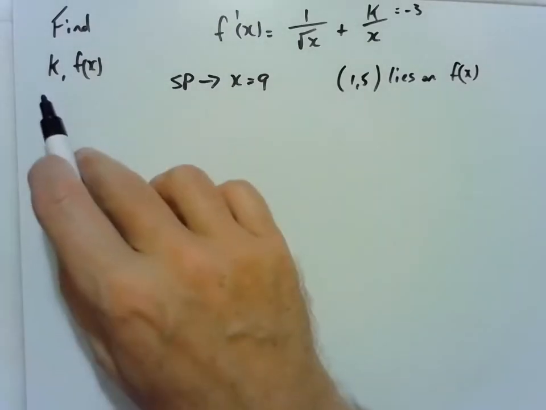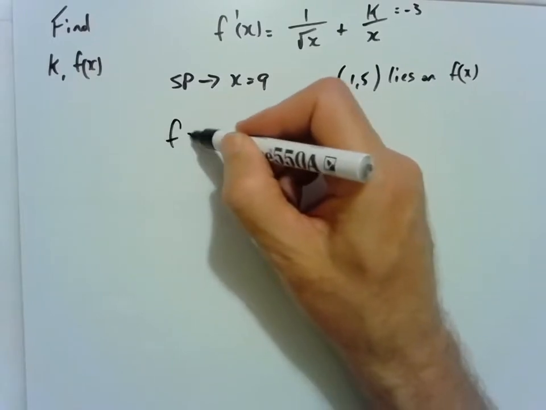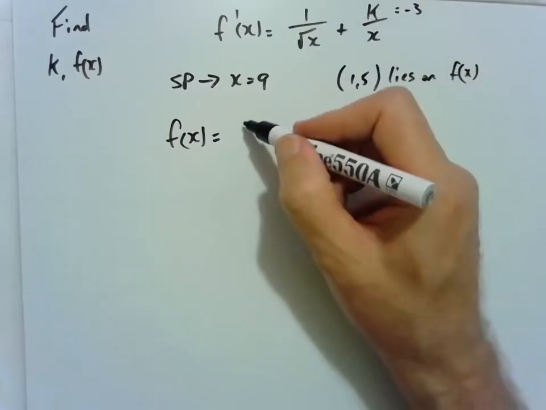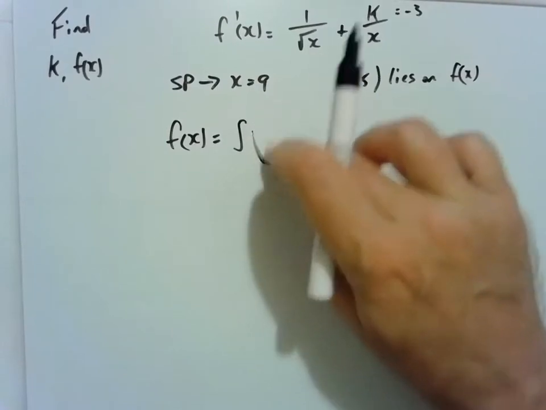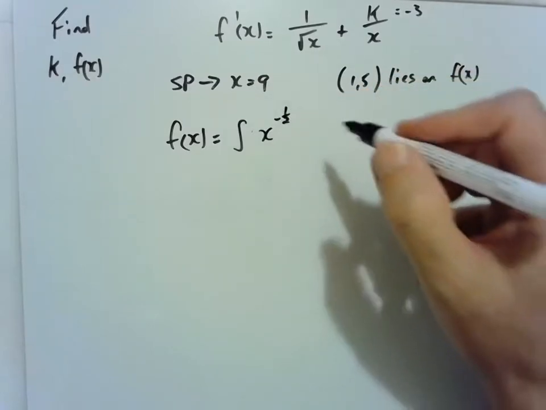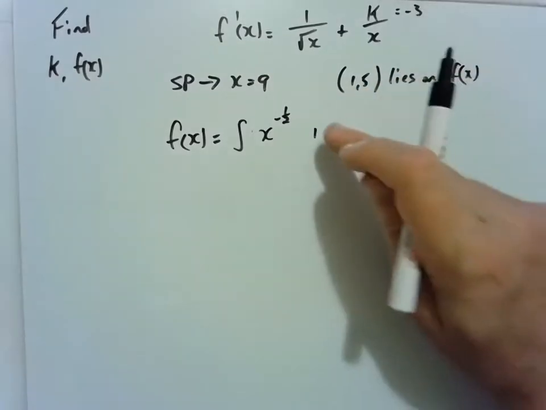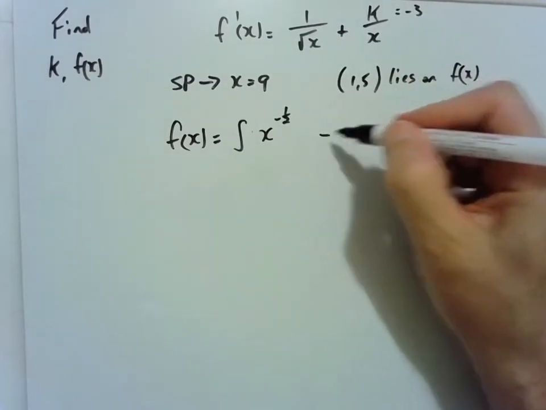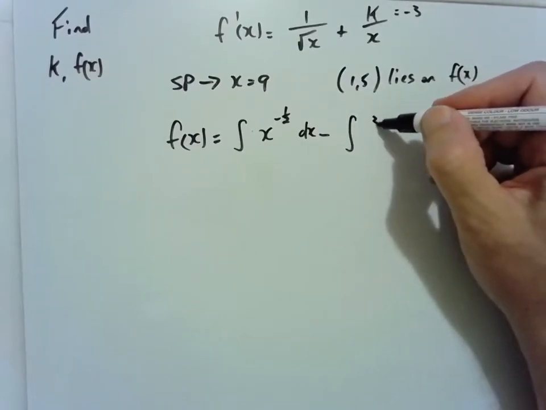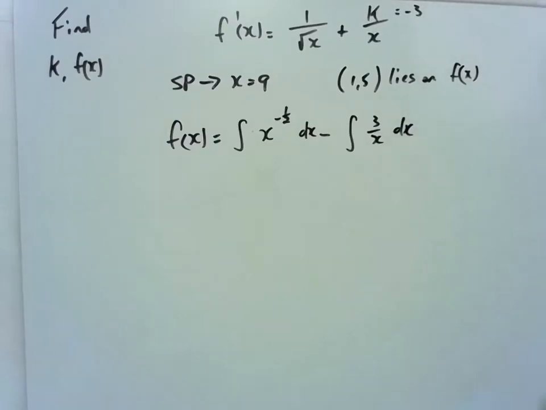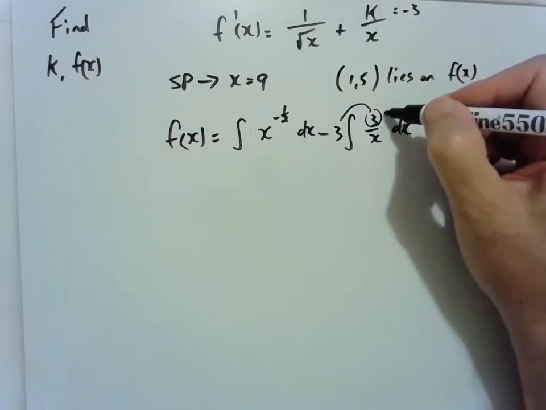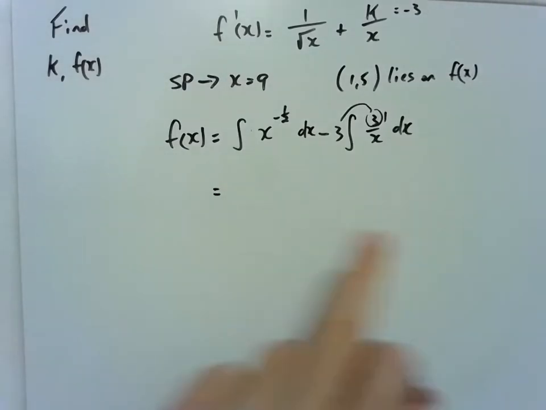Okay, so we've found k. f of x is going to be the integral of what we have up here, and through the linear law of integration we can do that. Let's just write that 1 on root x as x to the minus a half. k is minus 3, so it's going to be minus the integral of 3 on x dx, and I'm going to pull that 3 out there and replace it with a 1. And I would have used a whole line, but I'm going to write it around.